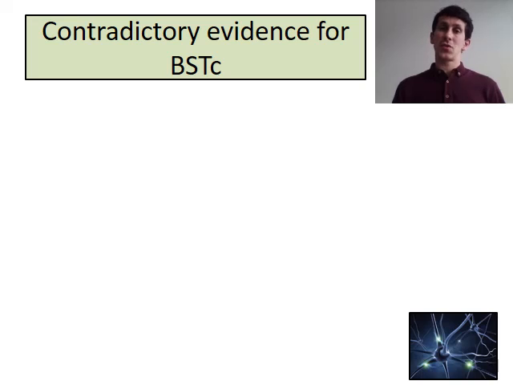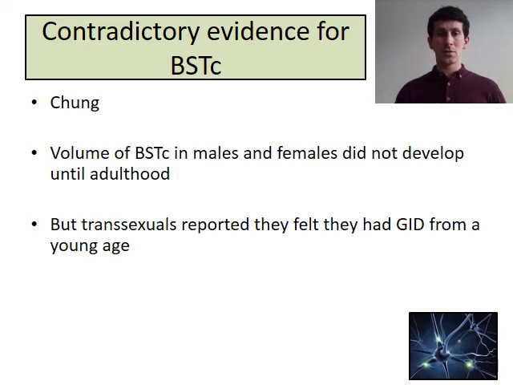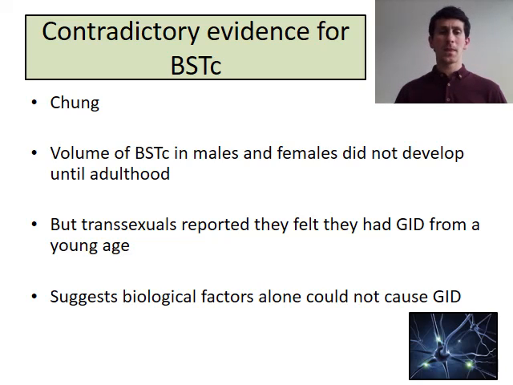But there's also contradictory evidence for this. Chung conducted a study where he looked at the volume of the BSTC in males and females, and that it didn't develop until adulthood. So the size of the BSTC didn't develop until adulthood, these changes. Remember we said male BSTCs are 40% larger, but Chung said this doesn't occur till adulthood. But transsexuals report that they feel gender identity disorder from a much, much younger age. You'll see some people start 2, 3, 4 years of age saying that they're feeling gender identity disorder. And it suggests that biological factors alone can't cause gender identity disorder.